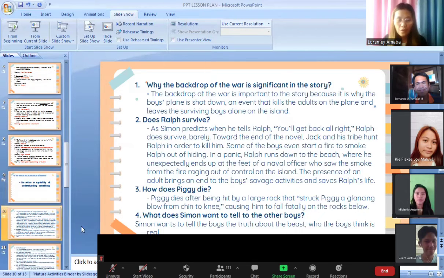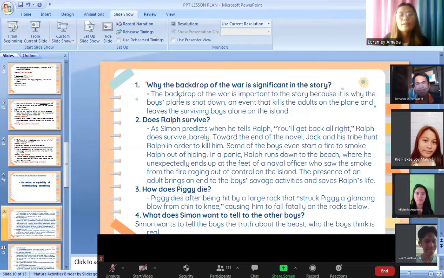So here, I have the questions and the corresponding answers. Number one, why is the backdrop of the war significant in the story? Class, I prepared this comprehension activity so you can further comprehend what Lord of the Flies is all about. Please listen, because after all of my discussions, I have to send you the assessment so you can answer it quickly.